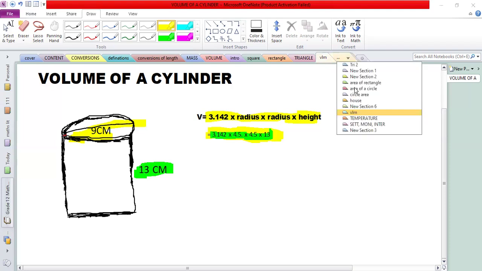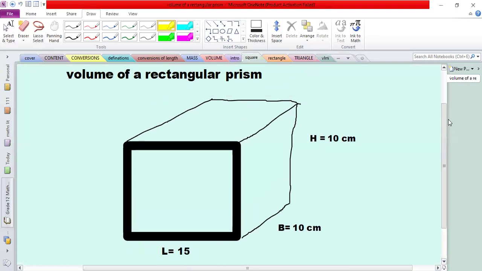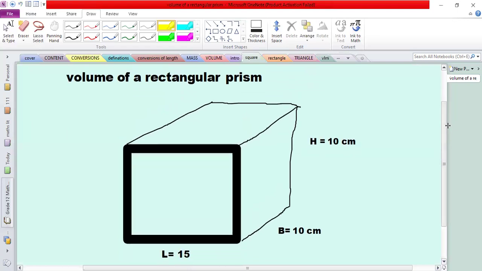So when we are calculating this shape, what we call this shape, this is supposed to be a rectangular prism. When we are discussing a rectangular prism, this kind of shape, volume of a rectangular prism, you can use your fingers to adjust on the screen so that you can view it well. Yes, someone asked the question, is this grade 12 class? Yes, this is grade 12 class.